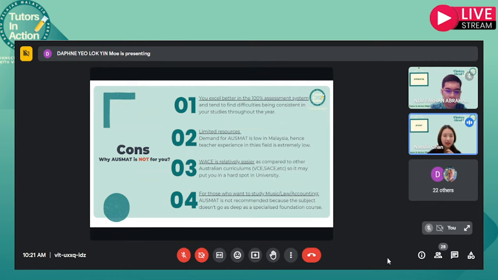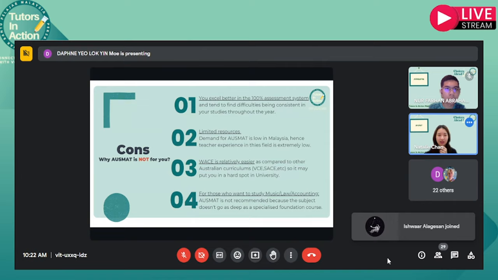Secondly, limited resources. The demand for OSMAT is considered low as compared to other pre-university courses such as A-levels or IB in Malaysia. So the teacher experience in this field is quite low. I feel that throughout my entire year in OSMAT, it requires a lot of self-studying and self-motivation to keep yourself going. An example of self-motivation is that you need to take the initiative to look for lecturers, to ask for consultation sessions, and search online for lots of information, because the lecturers will not be spoon-feeding you and giving you notes on every single detail that are taught in class.